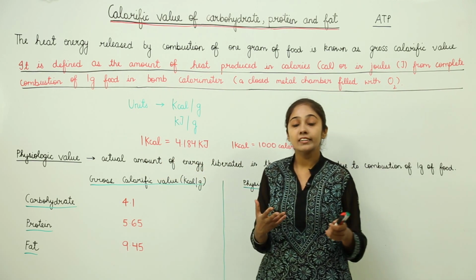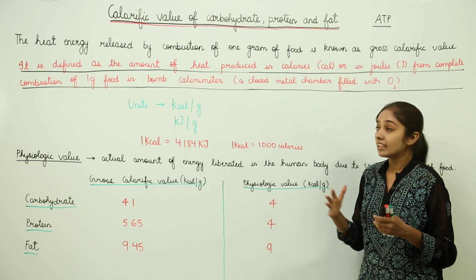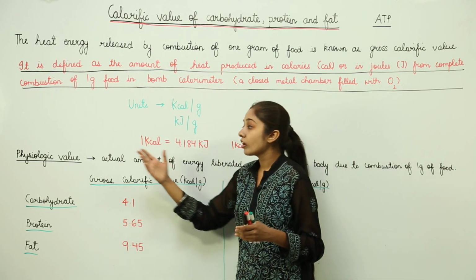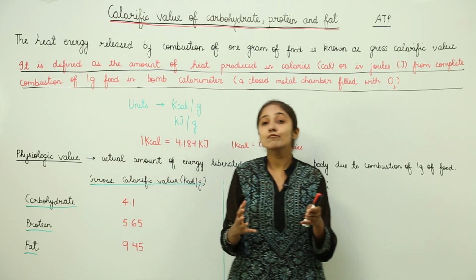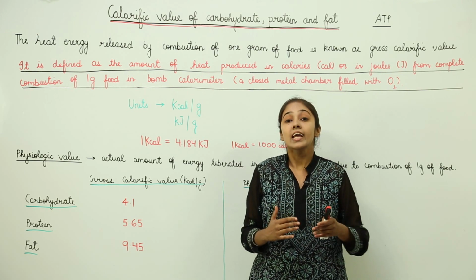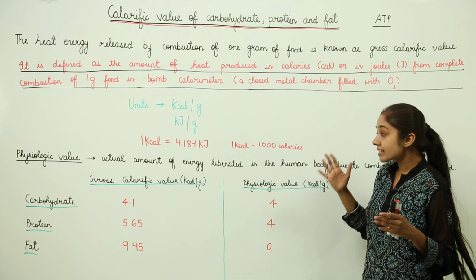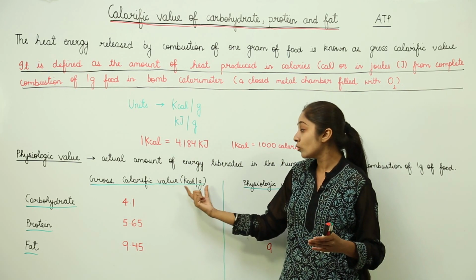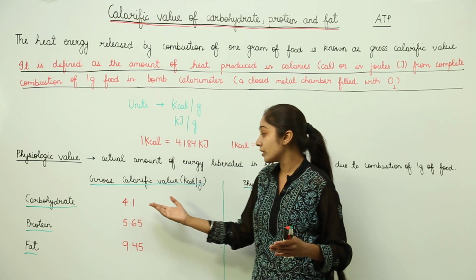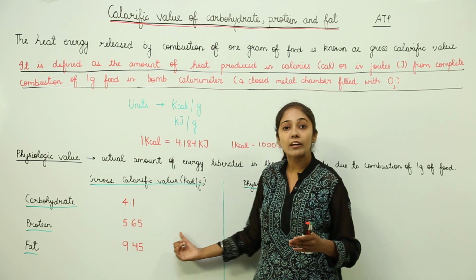Now as we know, this definition is according to the gross calorific value, meaning we are doing it on a lab scale in a bomb calorimeter. But when we talk about the physiologic value, when that 1 gram of food is burnt in your body, the calorific value of carbohydrates, proteins and fats can change. Let us see the gross calorific value in kilocalorie per gram. For carbohydrates, it is 4.1, for proteins 5.65, and for fats 9.45 kilocalorie per gram.